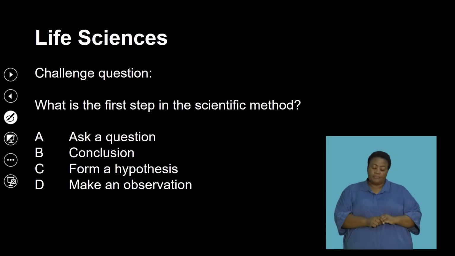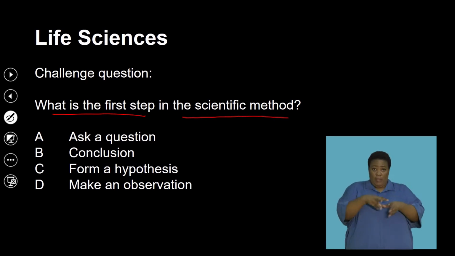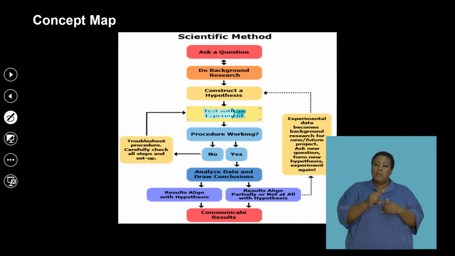So, for you, I've got a challenge question today, and we're going to look at this at the end of this session. So the question is, what is the first step in a scientific method? The options are A, to ask a question, B, a conclusion, C, to formulate a hypothesis, or D, to make an observation. So I'm going to leave that with you guys to simmer over as we get through this lesson.